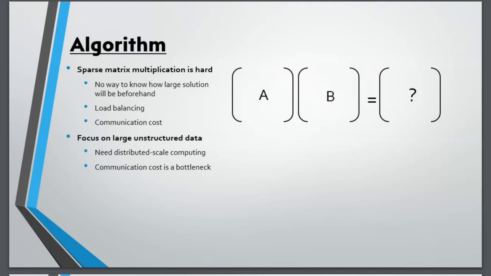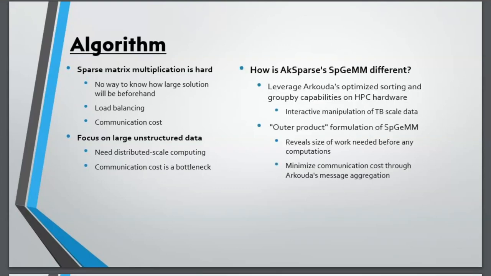And communication cost is going to be a bottleneck as you try to pass a lot of very small messages back and forth. AK Sparse addresses these in a couple of ways. Just by using Arkouda, the data issue is not so much of an issue because we're using supercomputers. It uses a different formulation of SpGEMM, an outer product, that allows us to gauge the difficulty of the problem before the majority of the work is done. And Arkouda just naturally prioritizes sending larger, fewer messages instead of the smaller, more frequent messages.